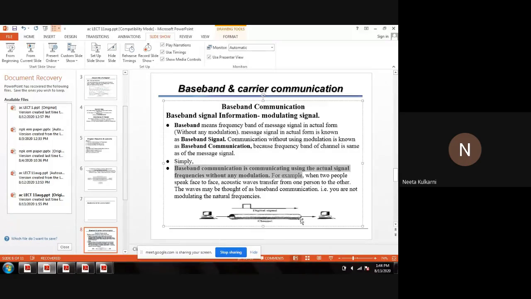This shows a channel and two computers. This first computer is acting as the transmitter. It transmitted some signal, then it is passing through the channel and then it is given to the second computer. So this is acting as a channel and this communication we can call a baseband communication, because the signal is transmitted without any modulation, so we call it baseband communication.